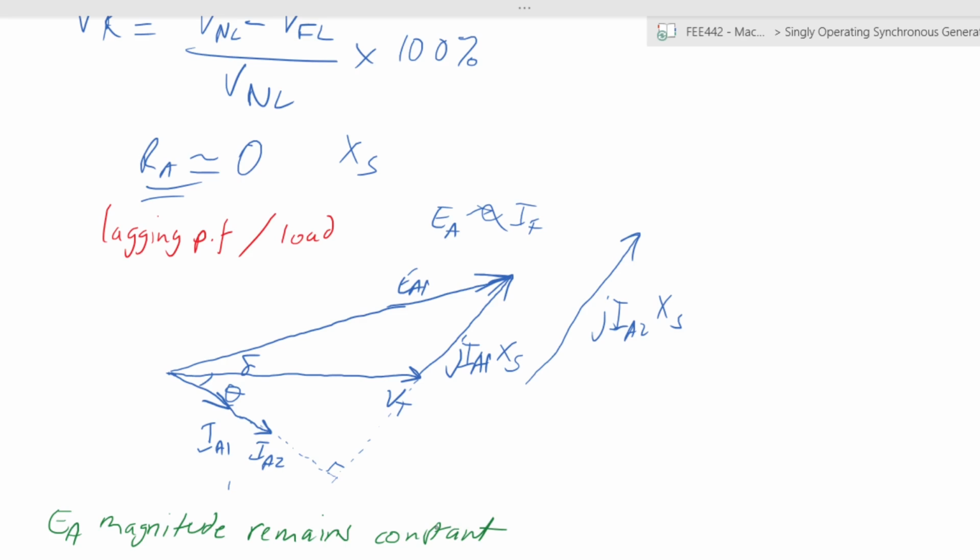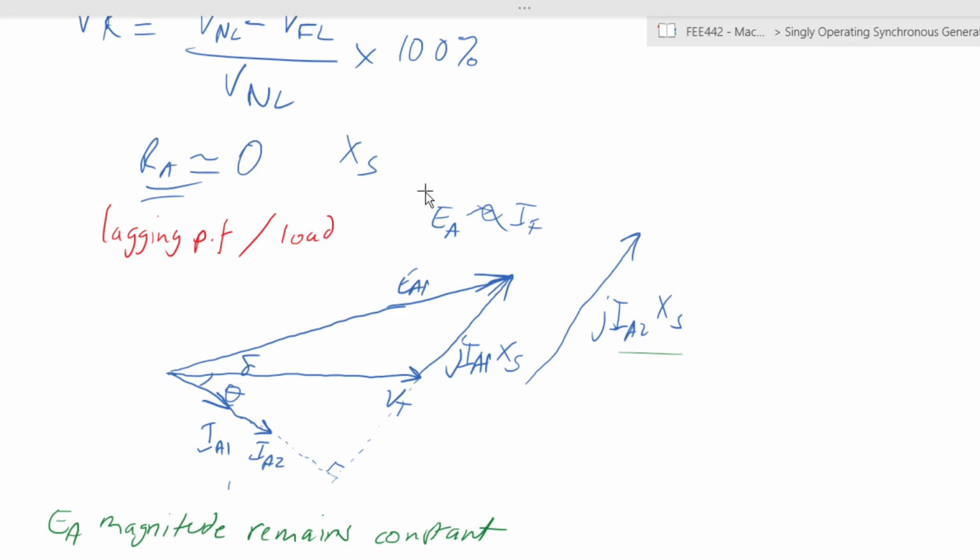So what can change? The only thing that can change is that angle delta. Okay, magnitude remains the same, delta can change. IAXS has already increased. So we want to see what is now the situation in this particular case. If EA can only be the same in magnitude, but it can change in angle, what you will find is that you can have an arc.